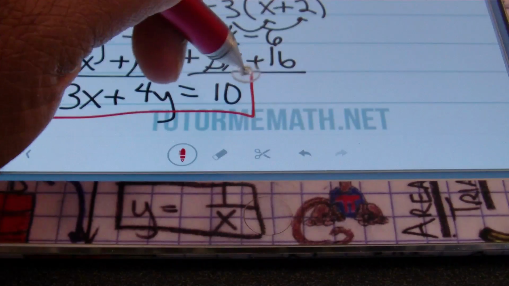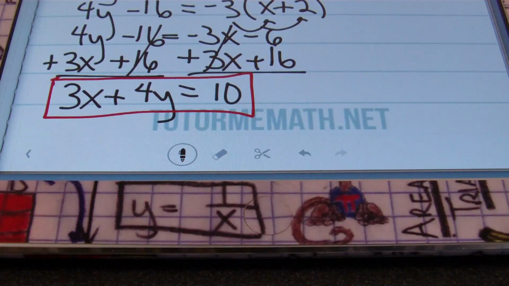Let's go ahead and gift wrap this like so. All right, so there you have it. 3x plus 4y equals 10 is the answer. Let's move on to problem number 6.